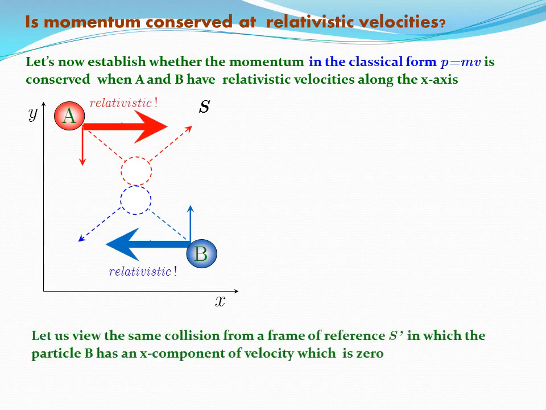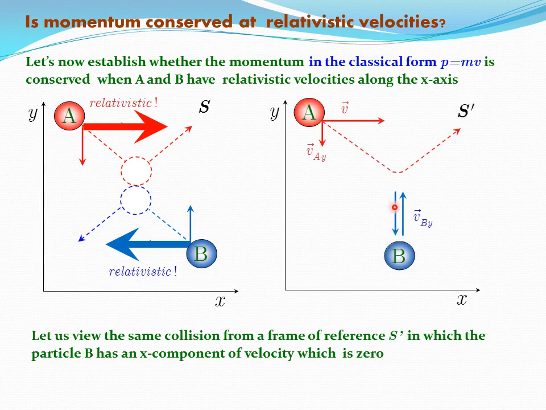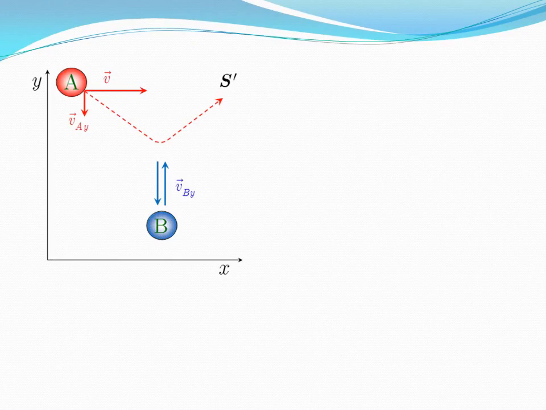Let us view this collision from another reference frame S', in which the particle B has an x component of velocity which is 0. B has only a non-zero y component of the velocity, whilst A has both components non-zero. This is the path followed by A and this is the path followed by B, and the collision takes place over here. Here we have the collision in our reference frame S'.